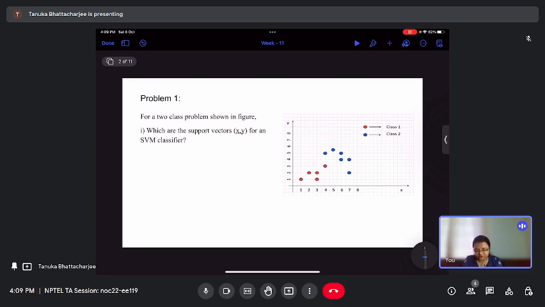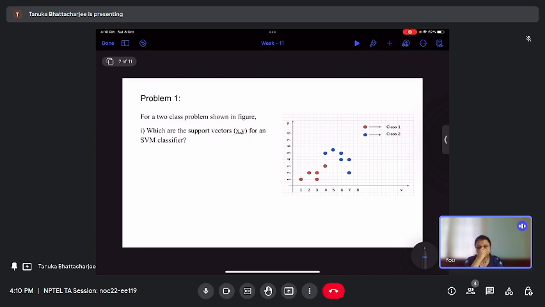So the problem that we have is: for a two class problem shown in the figure, which are the support vectors for an SVM classifier? In this figure, the features that you have for each training data point are 2D features, so we have plotted them in the xy plane. Let us say the first feature dimension is x and the second feature dimension is y. Now, the blue points belong to one class, and the red points belong to the other class. Red belongs to class 1 and blue belongs to class 2.